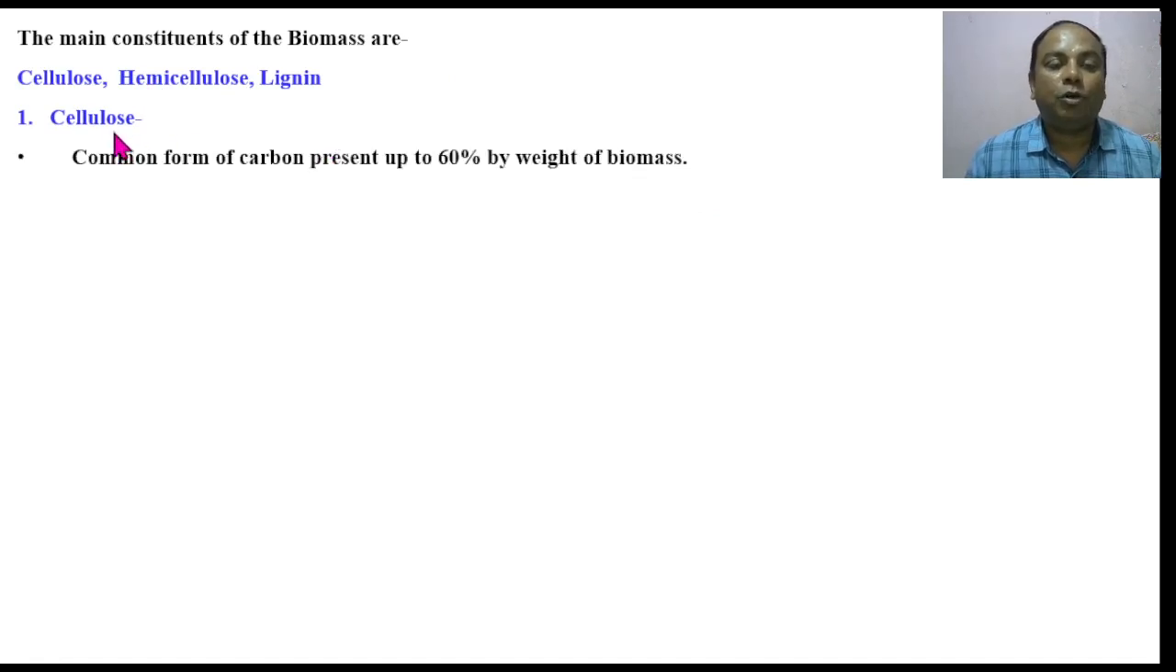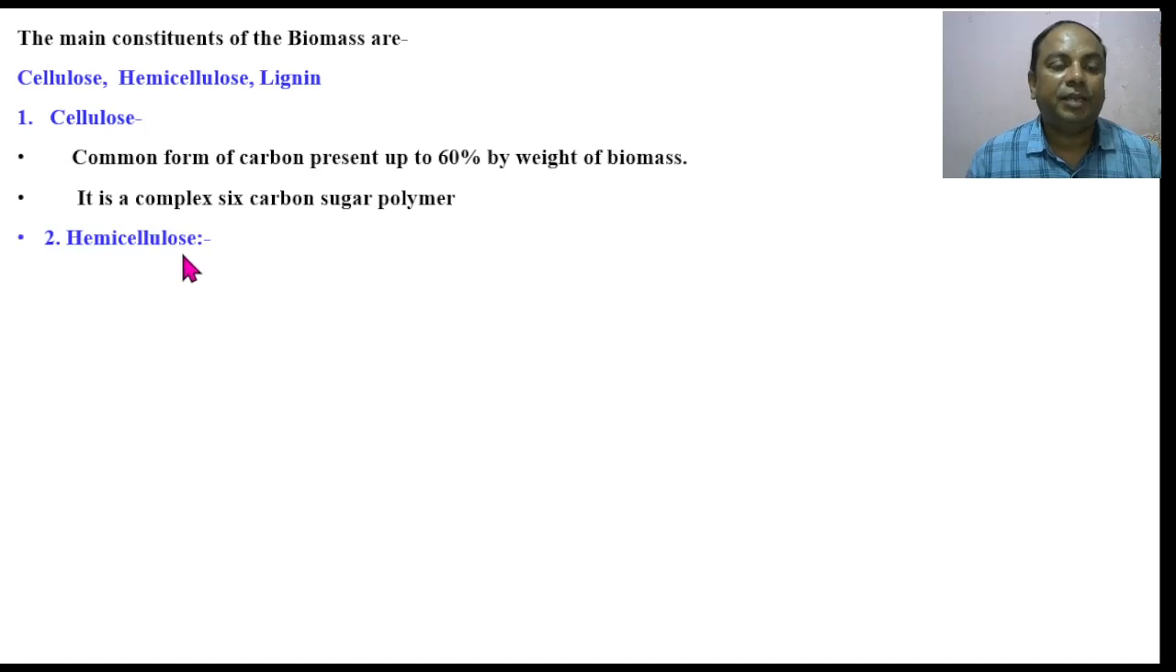The constituents of biomass are cellulose, hemicellulose and lignin. Cellulose is a common form of carbon which is present 60% by weight in biomass. It is made from 6 carbon sugar polysaccharide.